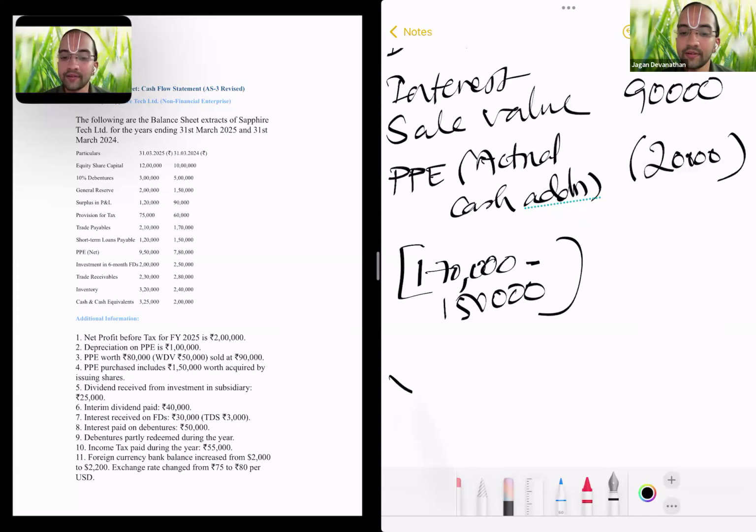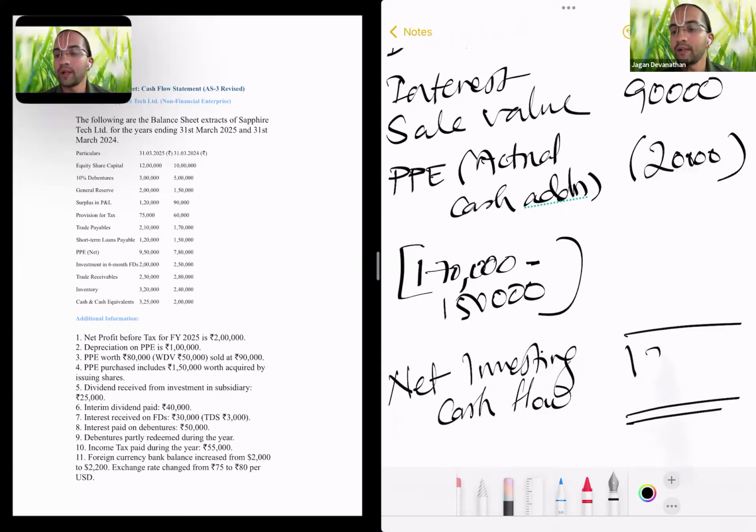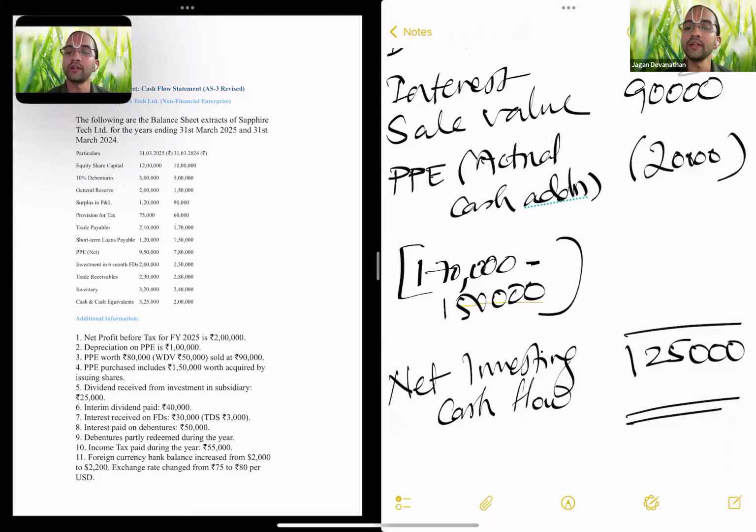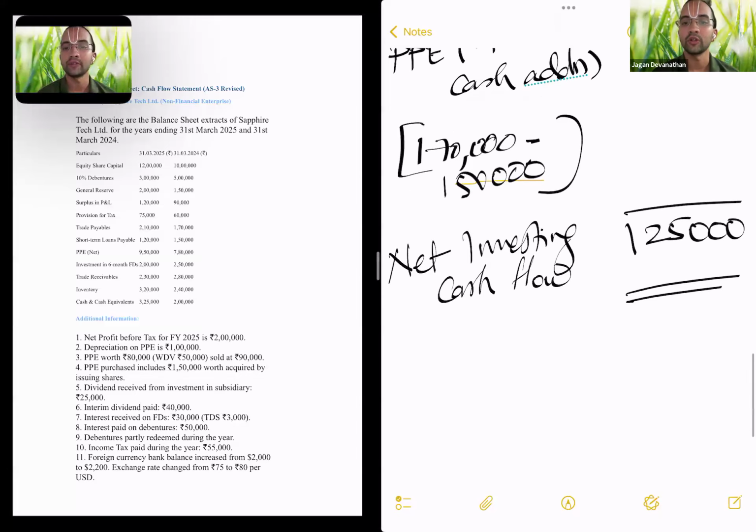The net investing cash flow is 1,25,000. So this is the most important thing. We need to arrive at the working note. Working note should be given at last. Here I'm explaining, so I'm directly giving it to you. But actually, it should be given at last, and it should be arrived at based on the working note.